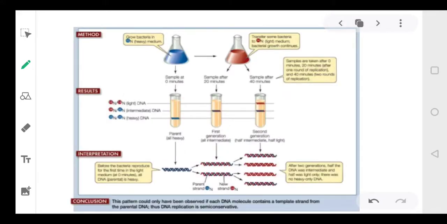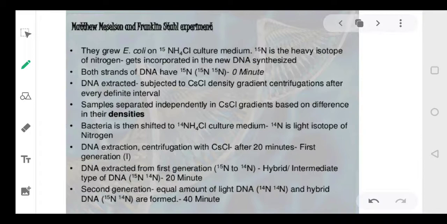Now let's see the Meselson-Stahl experiment. We'll talk about this experiment, isn't it? So let's see this. They proved it experimentally. What they did, they performed the experiment on E. coli.